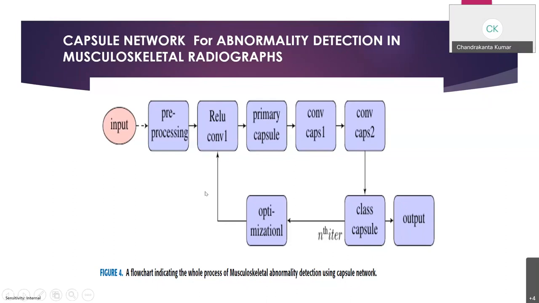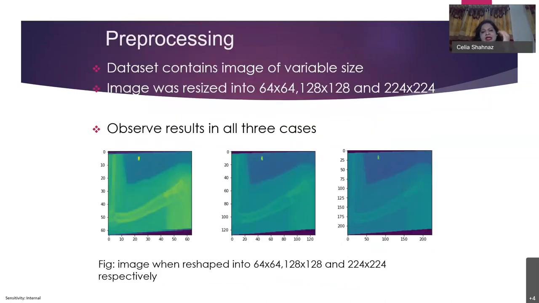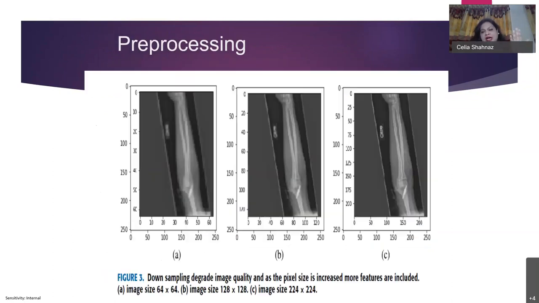Okay. There are a lot of convolutional neural networks, and there is the primary capsule, and there is optimization. And finally, the class capsule will give you the output. And this is the dataset resizing. We have increased the resized data so that we can have better features. And you can see from the picture that if you go for 224 by 224, you can have better features compared to the first one.